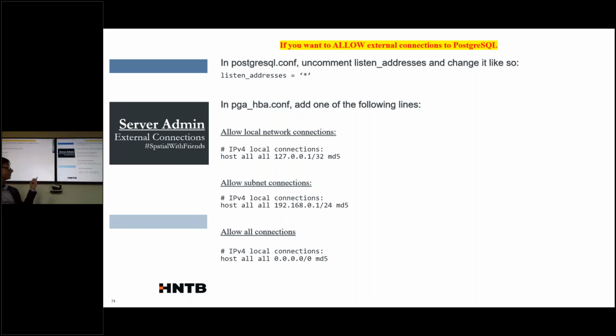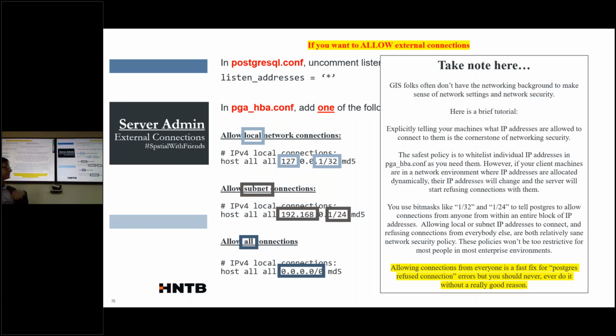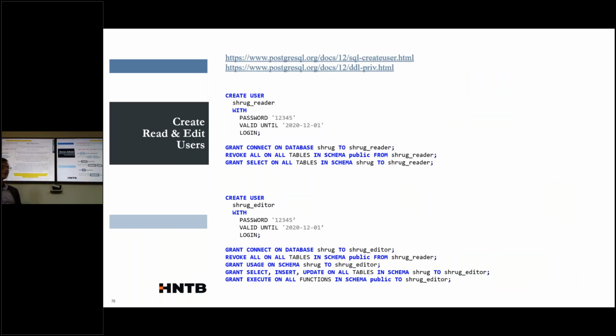So here's how you will allow outside external connections. This is an explainer. GIS people do not do networking security. This is the fundamentals of networking security and how it works. But at its most basic level, the most secure system is one that will not talk to anybody but you. It will not respond to any request but your IP address. So that's all how to set that up.